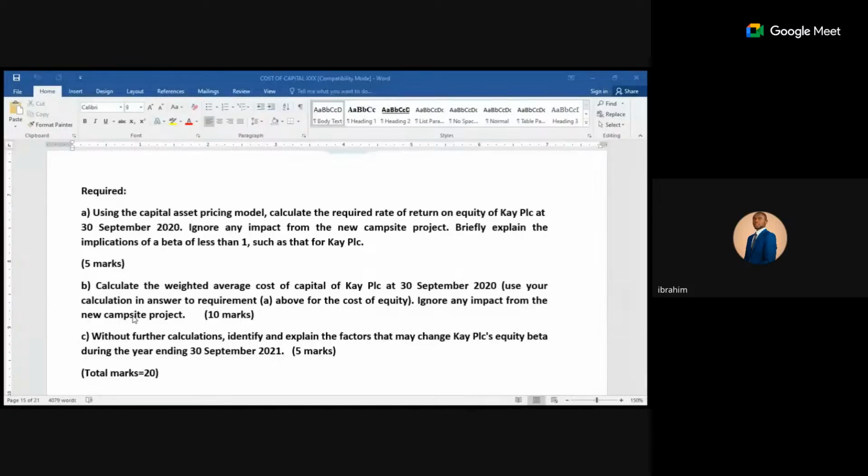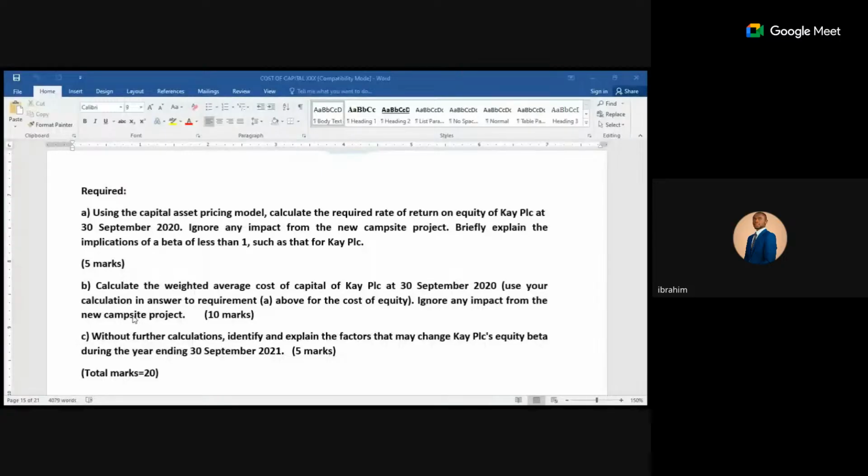Calculate the weighted average cost of capital of KPLC, after you've estimated the required rate of return on equity using the capital asset pricing model. You ignore the campsite project. Now, calculate the weighted average cost of capital of KPLC. Use your calculation in answer to requirement A above for the cost of equity.